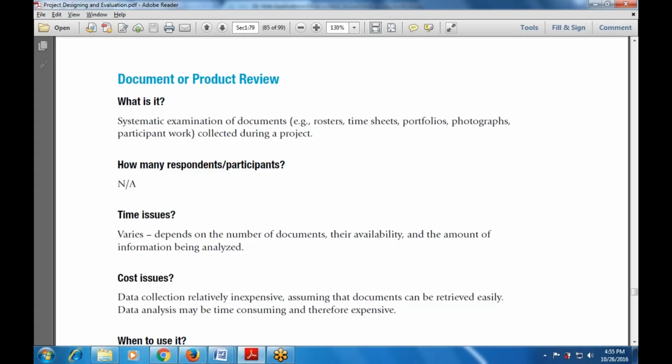The availability and the amount of information being analyzed. Then, what are the various cost issues? Data collection is relatively inexpensive. Inexpensive in the sense there is no cost for this, assuming that documents can be retrieved easily. Data analysis may be time consuming and therefore expensive. So collection is easy and inexpensive, while analysis is tough, difficult, time consuming, and therefore expensive.